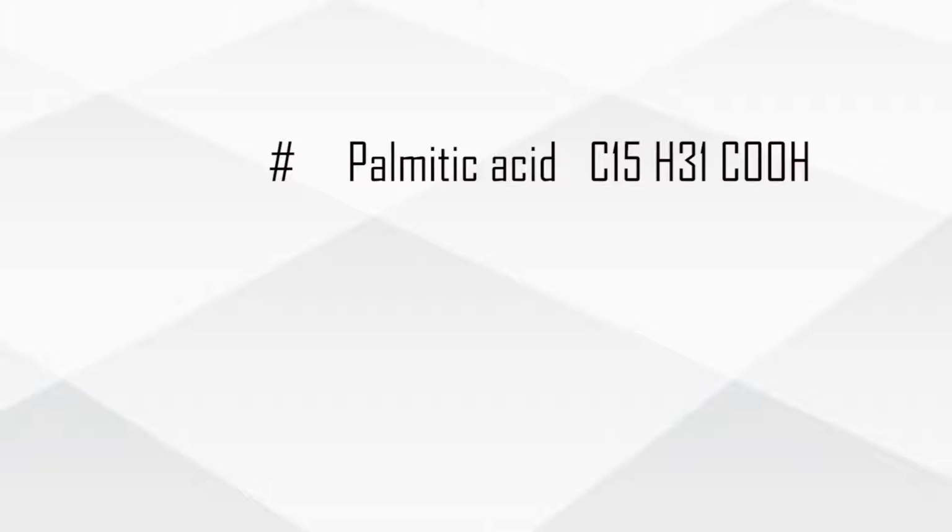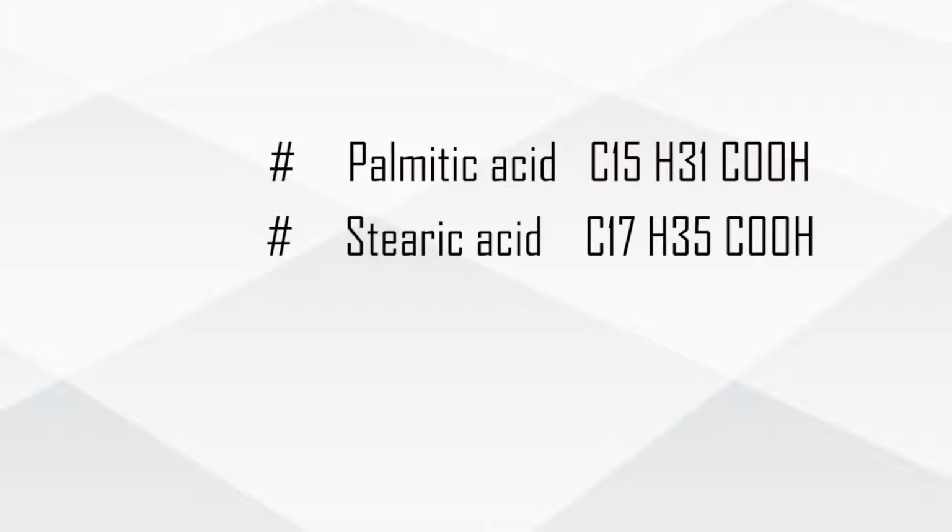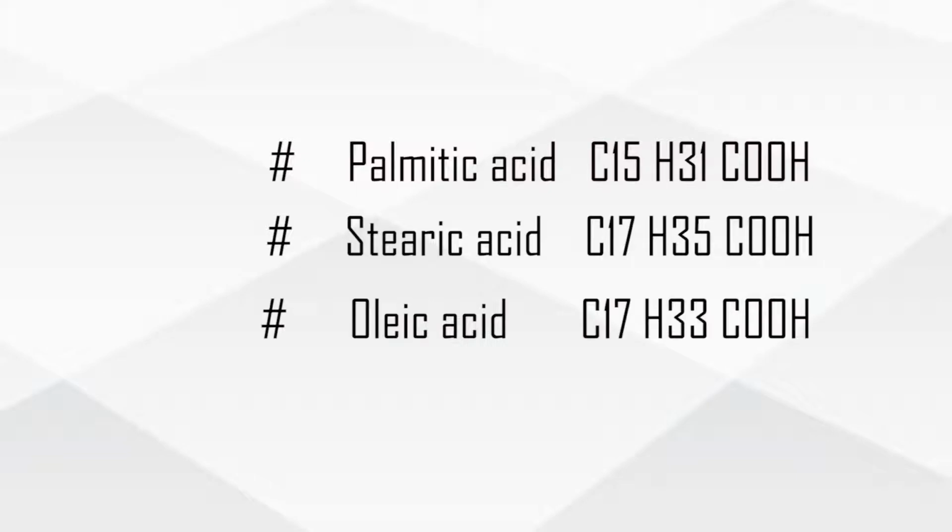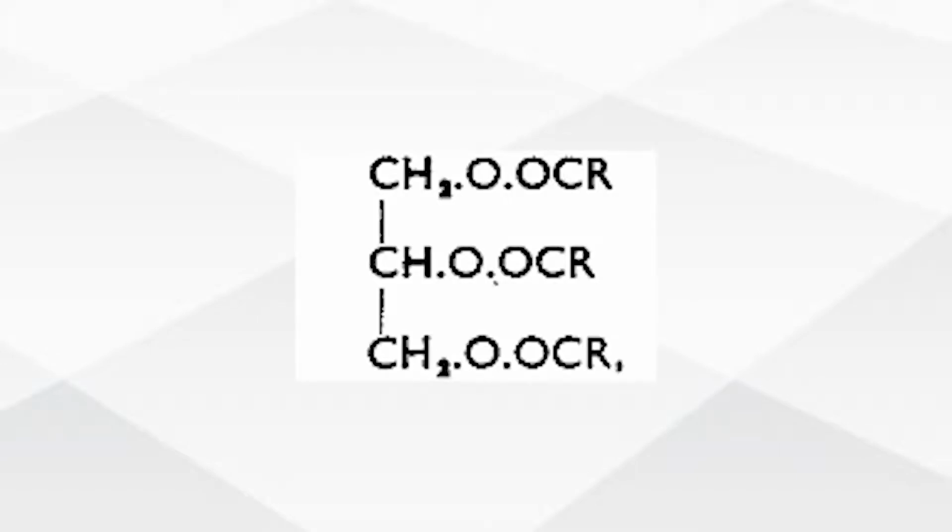And the fatty acids which are commonly found in natural products are palmitic acid, that is C15H31COOH, stearic acid, that is C17H35COOH, and oleic acid, that is C17H33COOH. The corresponding esters of fats are tripalmitin, tristearin, and triolein. And the general structure of the following esters is given below.